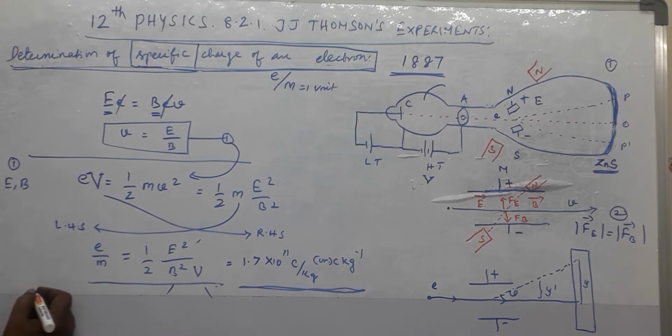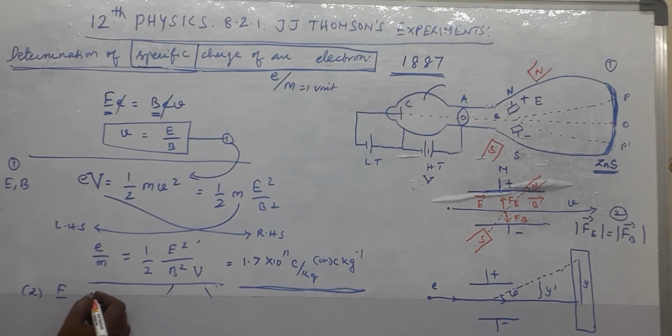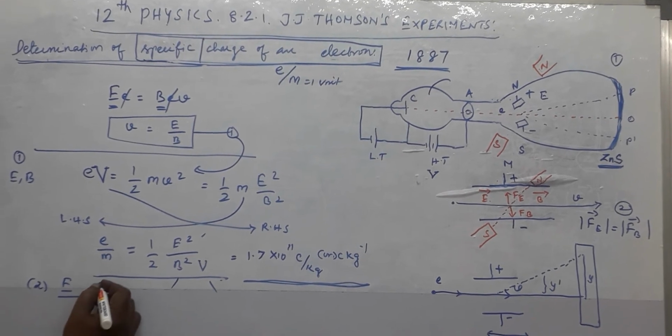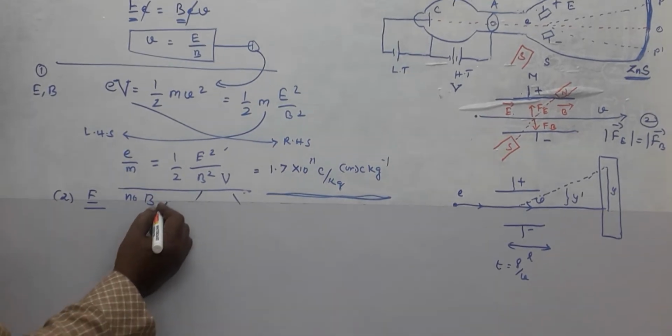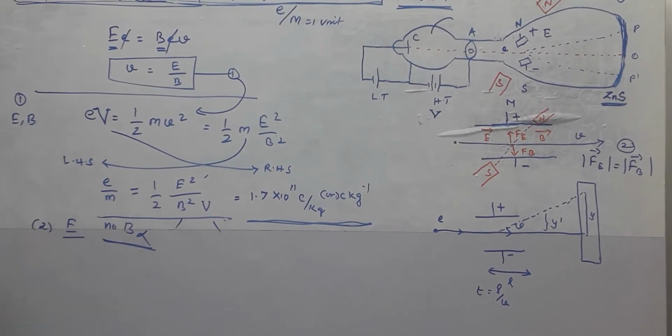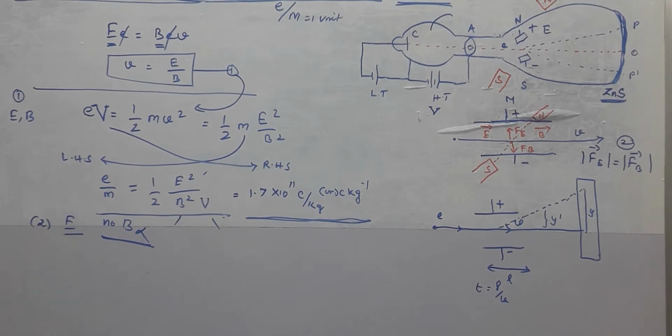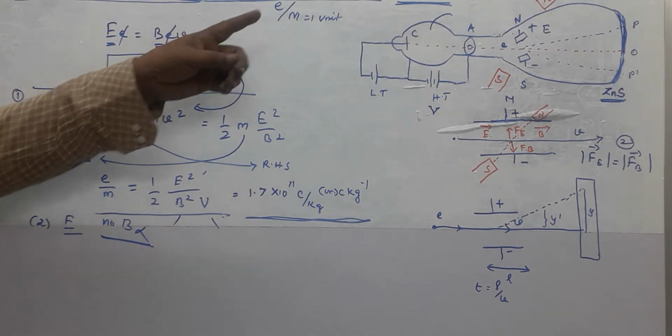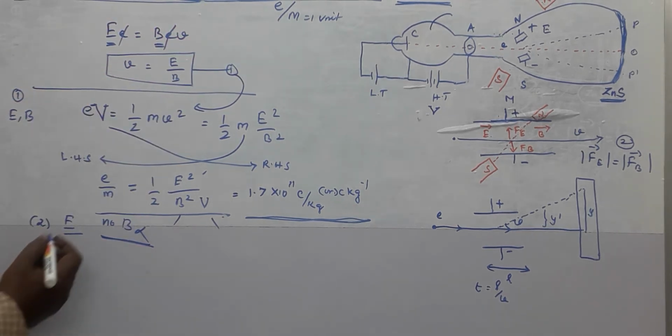In the second case, we are applying only the electric field, in the absence of B. Only electric field, no B. That means we are not applying the magnetic field. We are applying only the electric field, so that we can see the deflection of the electron, and determine the specific charge of an electron by applying only the electric field. That's the thing that we are going to derive.